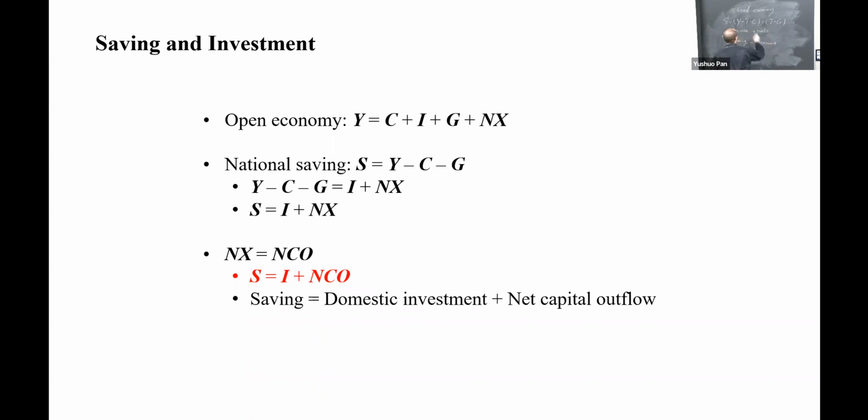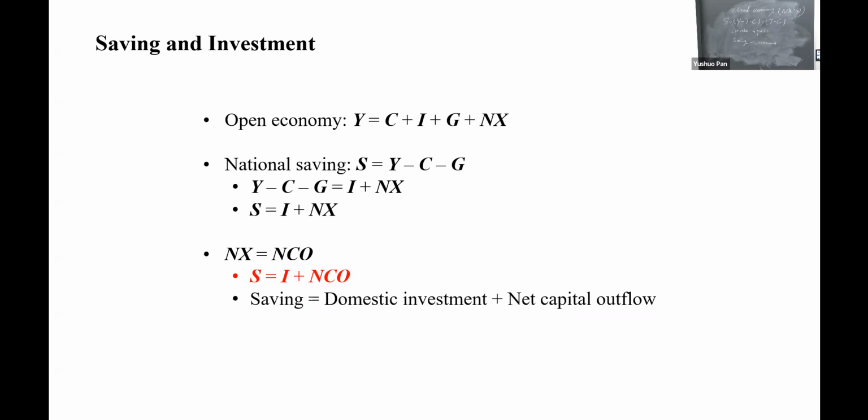Because in the closed economy, we assume that net export equals zero, no import, no export. This is what we learned before, right? But in this chapter, we are going to learn the open economy, which means the net export is not equal to zero. We have imports, we have exports. But again, the national saving is the same, equal to Y minus C minus G.